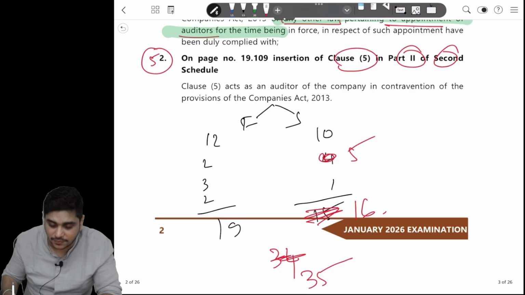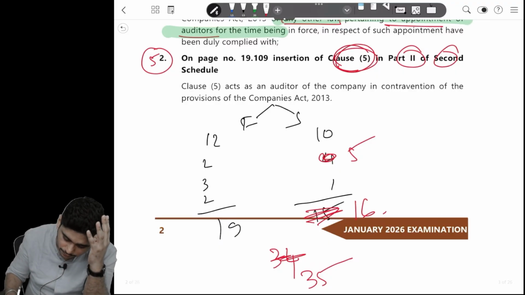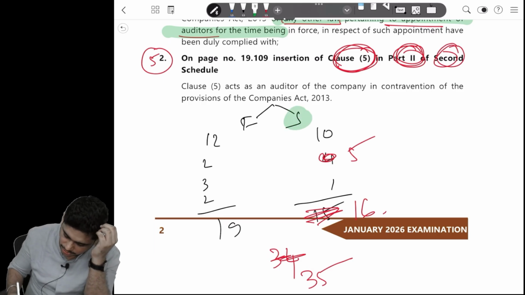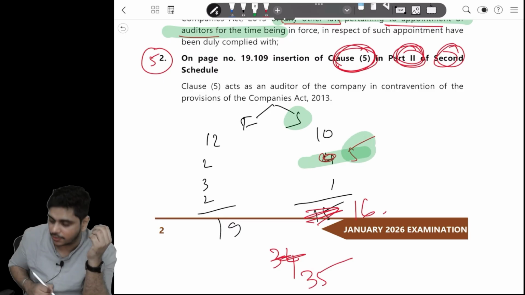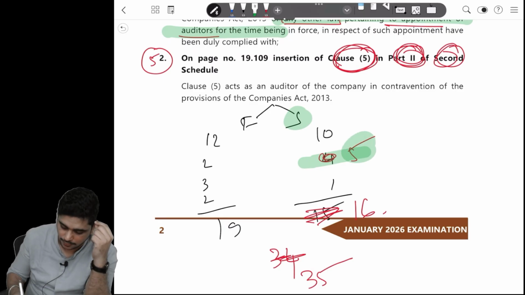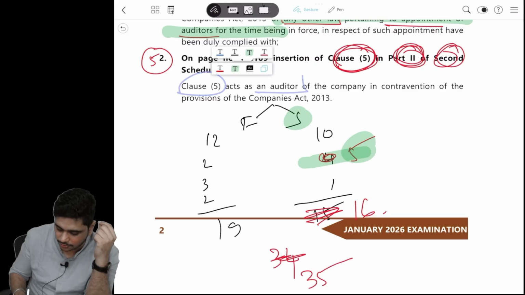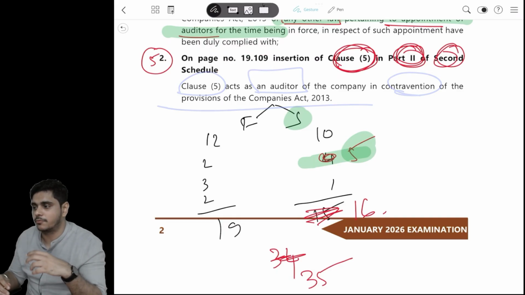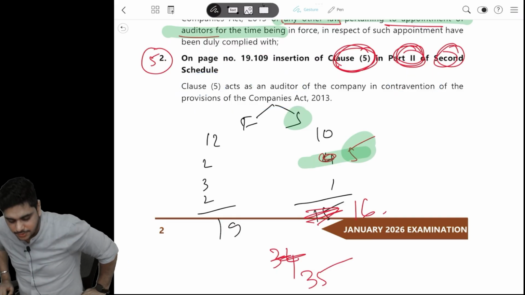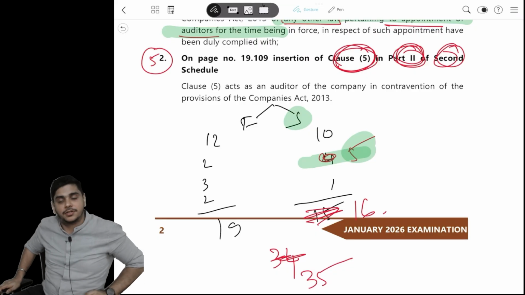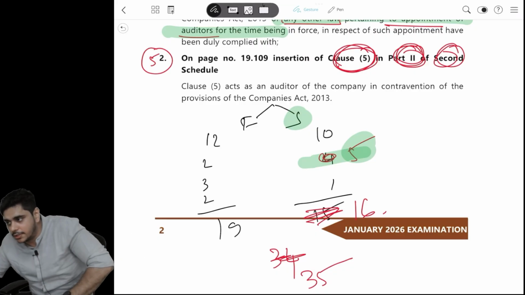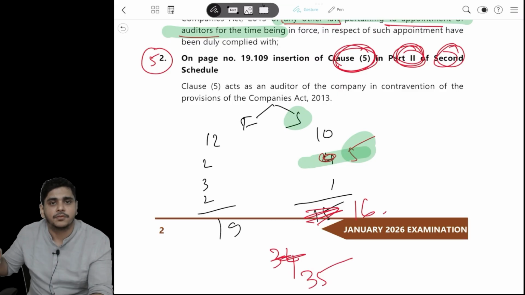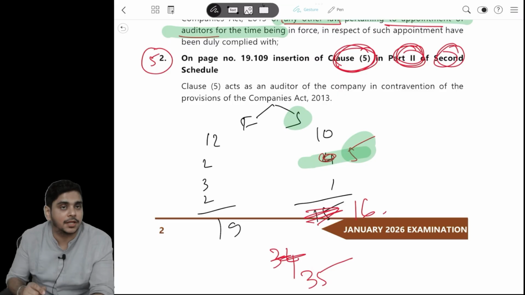What have they added? Previously there were only 4 clauses. Now they have added Clause number 5, Part number 2, Second Schedule. They have added a new clause: acts as an auditor of a company in contravention of the provision of the Companies Act. That means if you were disqualified and still you are continuing the audit of a company, you are guilty under Clause 5, Part 2, Second Schedule. I choose 522. Clause 5, Part 2, Second Schedule.